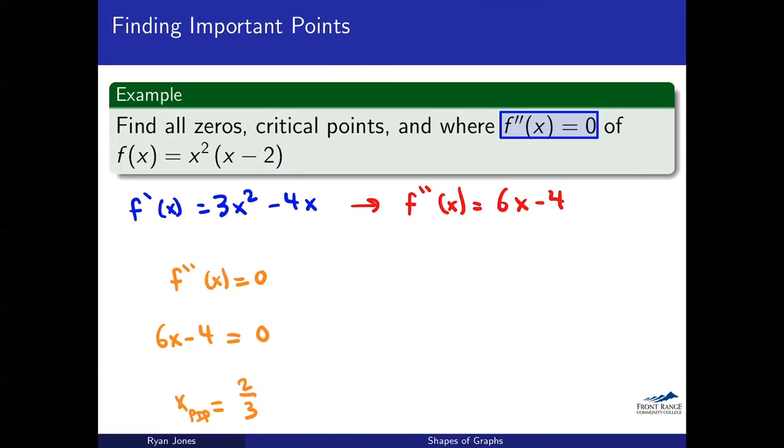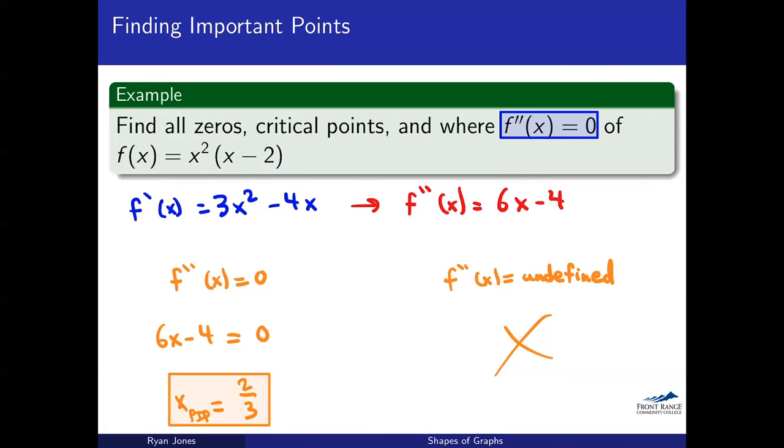I will mention too, I haven't asked us to do this in this problem, to find where f double prime of x is undefined, but I very well could. I don't here because there's no way for it to be undefined. 6x minus 4 is just a line. That's always defined. That has a domain of everything. That's totally fine. And so we never have undefined there. But yeah, so here we just got our x pip, our possible inflection point. That's where f double prime of x is equal to 0. We've got that at 2/3 right there.